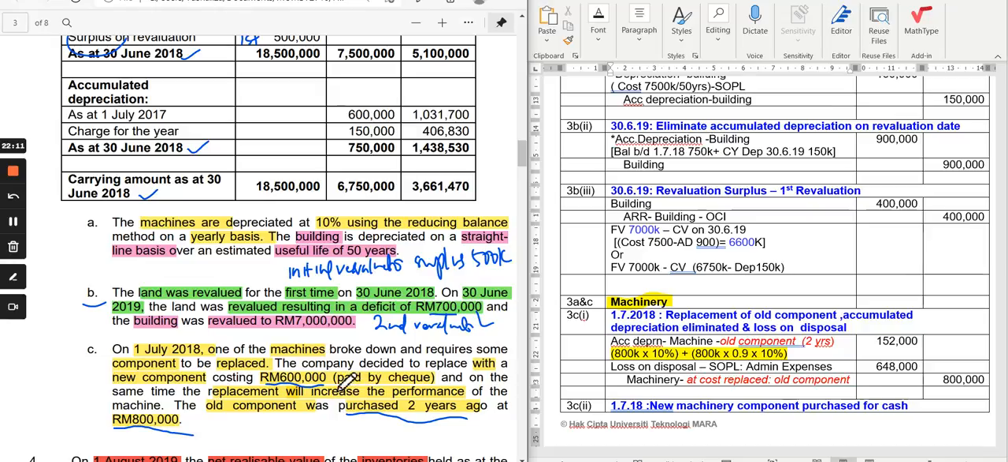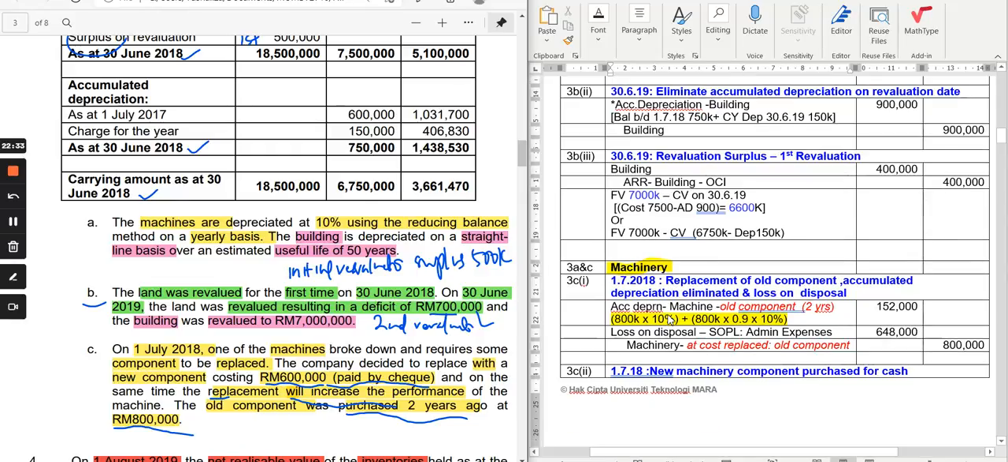Okay, so the new component was paid by check, so that will also involve some cash out of your company. And you are informed that the replacement will increase the performance. So if the replacement increases the performance, it has to be capitalized, or added, that 600,000, to the cost of the machine. So let's look at the machine here. This is something that you have covered in MFRS 116 in the first 2 weeks of learning the topic. So 1st of July 2018, replacement of old component.